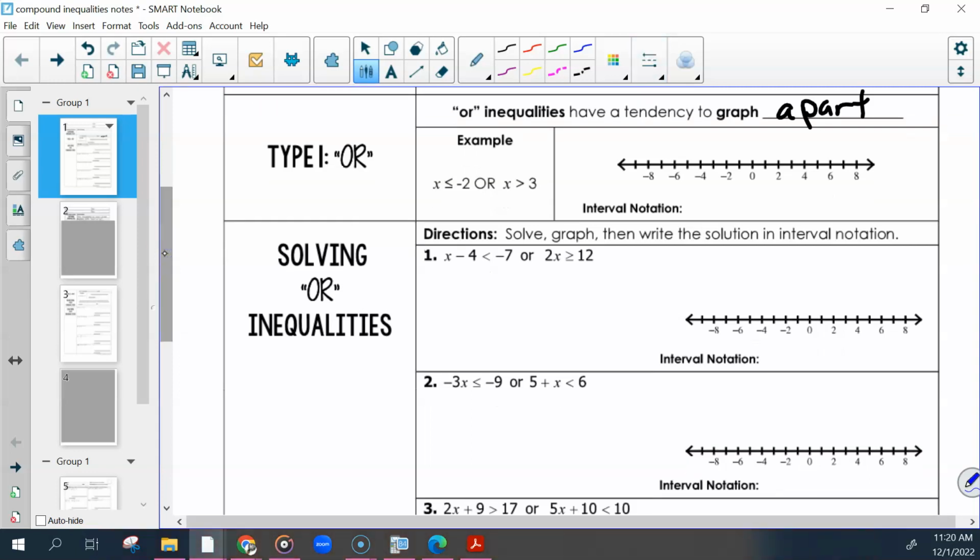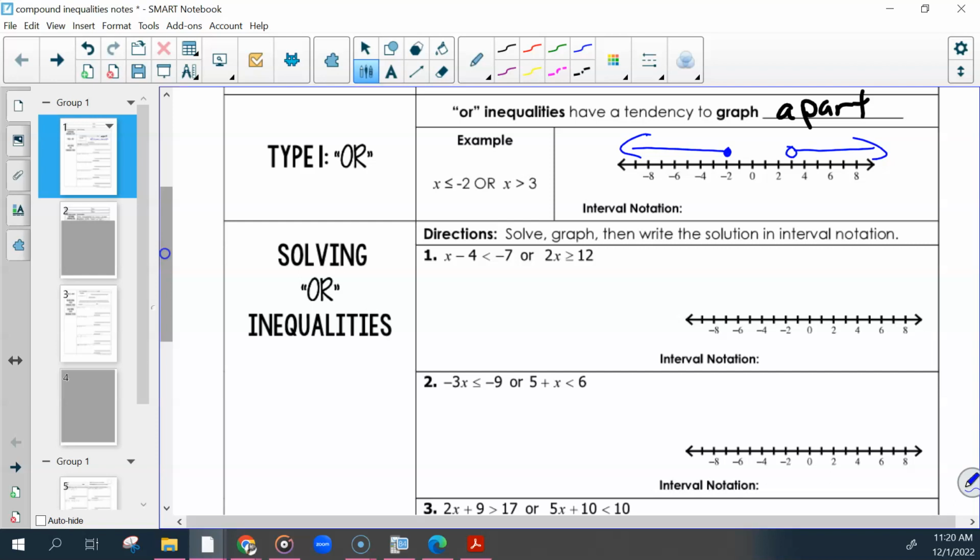Alright, so if we got this as our final answer, x is less than or equal to -2 or x is greater than 3, we would graph both of these on the same number line. So we would have a closed circle at -2 going to the left, and an open circle at 3 going to the right. So they're going to graph apart.